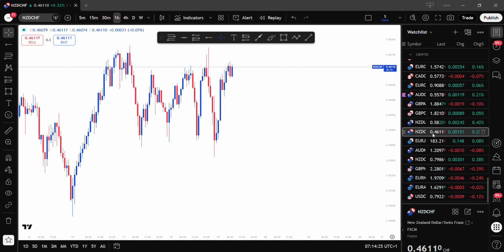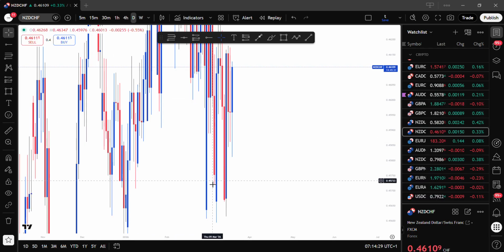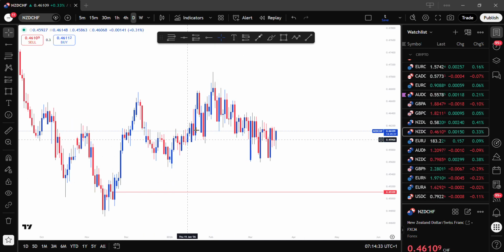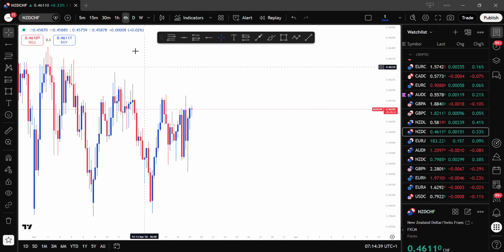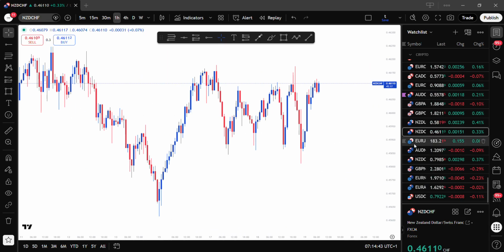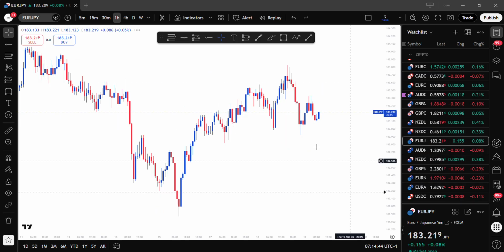If you come to NZD CAD, on NZD CHF, you can see on the daily time frame, market has been kind of ranging at this point. It's supposed to sell to here, this point here, and keep buying. If you check the 4 hours, you can see there's nothing happening on 4 hours here. At 1 hour, there's nothing happening on 1 hour as well. So just keep this and keep watching.